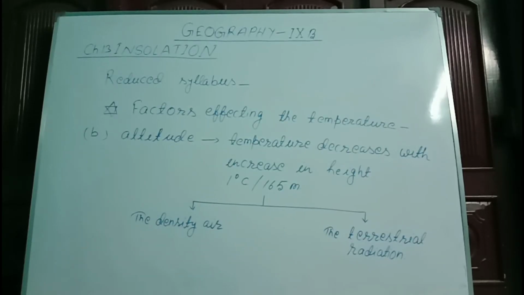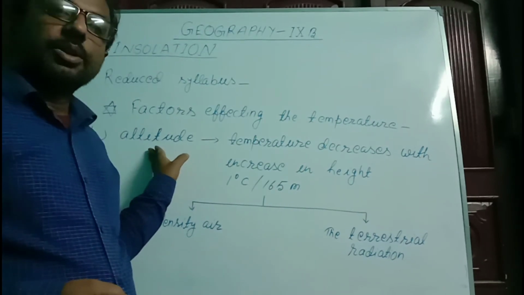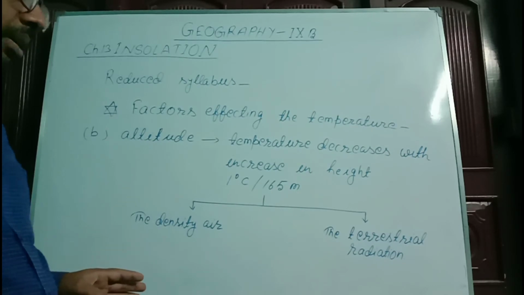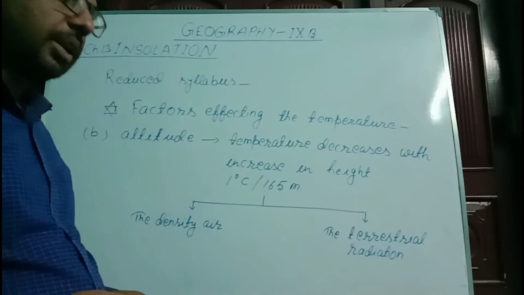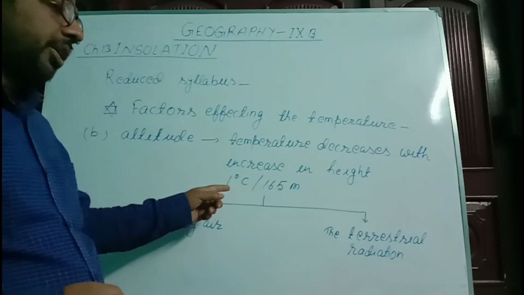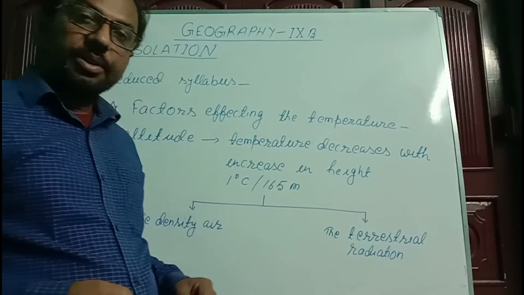Second factor affecting the temperature is altitude. Altitude of the place or the height of the place also affects the temperature. Temperature decreases with increase in height. That is referred to as normal lapse rate of temperature. 1 degree Celsius temperature decreases after 165 meter height.